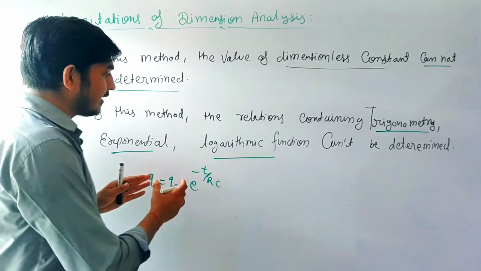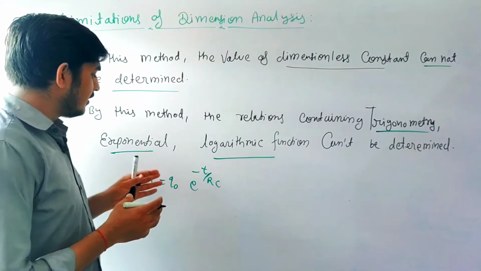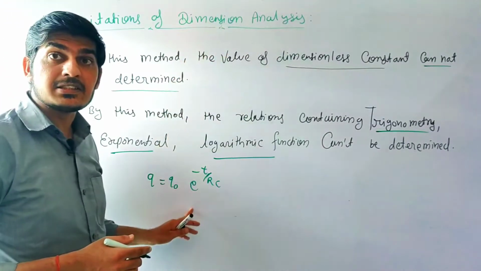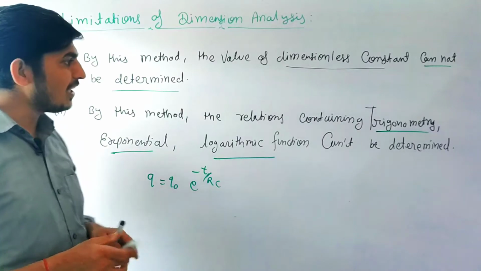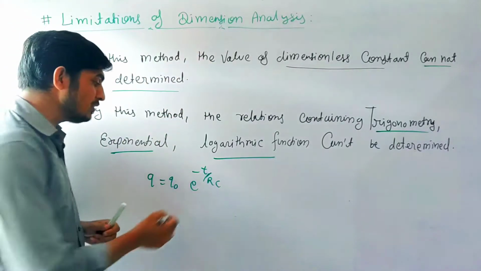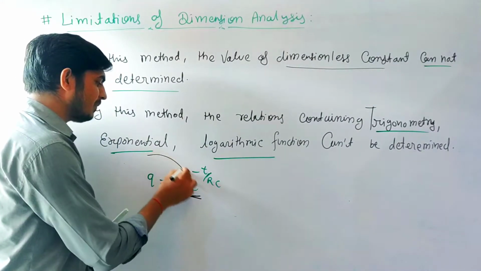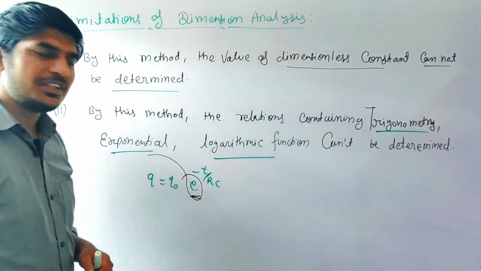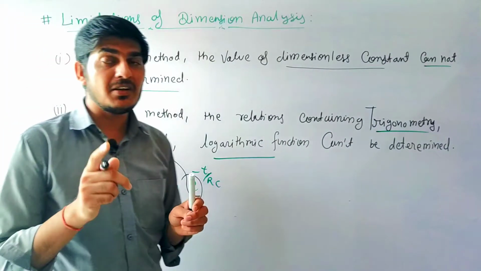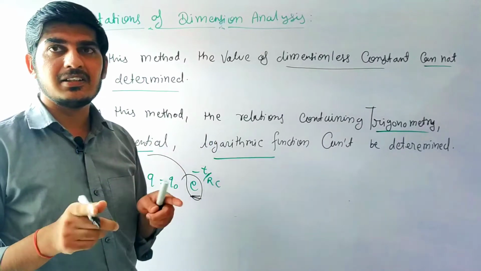We can check whether it is dimensionally correct or not by using dimensional analysis, but we can't prove, determine or derive it by using dimensional analysis because it has an exponential function. Got the point? Or it is dimensionless. The exponential function is dimensionless. We have already talked about it in earlier lectures.